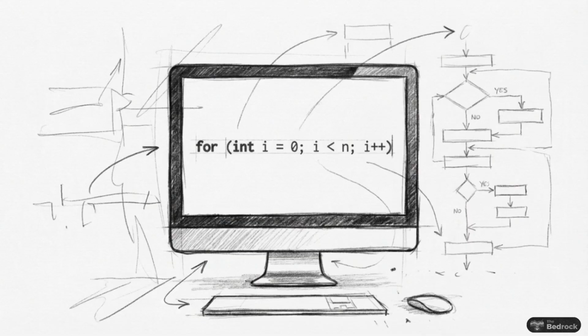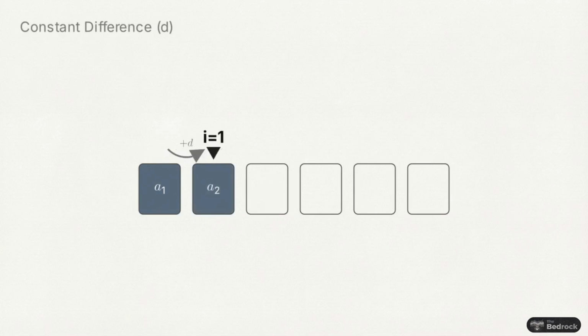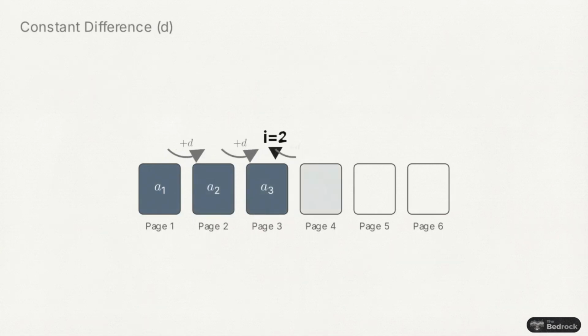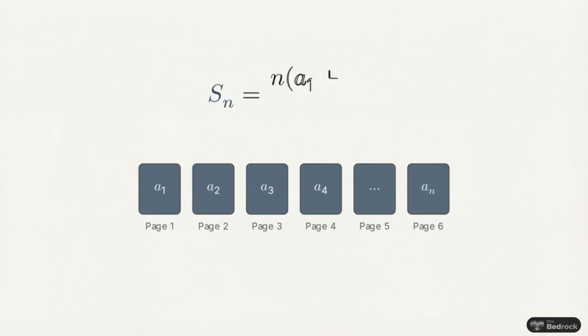We begin with the most common pattern in programming, the arithmetic sequence. This formula defines a sequence where each term increases by a constant amount. We denote that constant difference as d, which is added sequentially to our starting value, a1. In code, this maps directly to for loops, stepping forward by 1, i equals 0, 1, 2. It controls memory allocation and pagination logic.